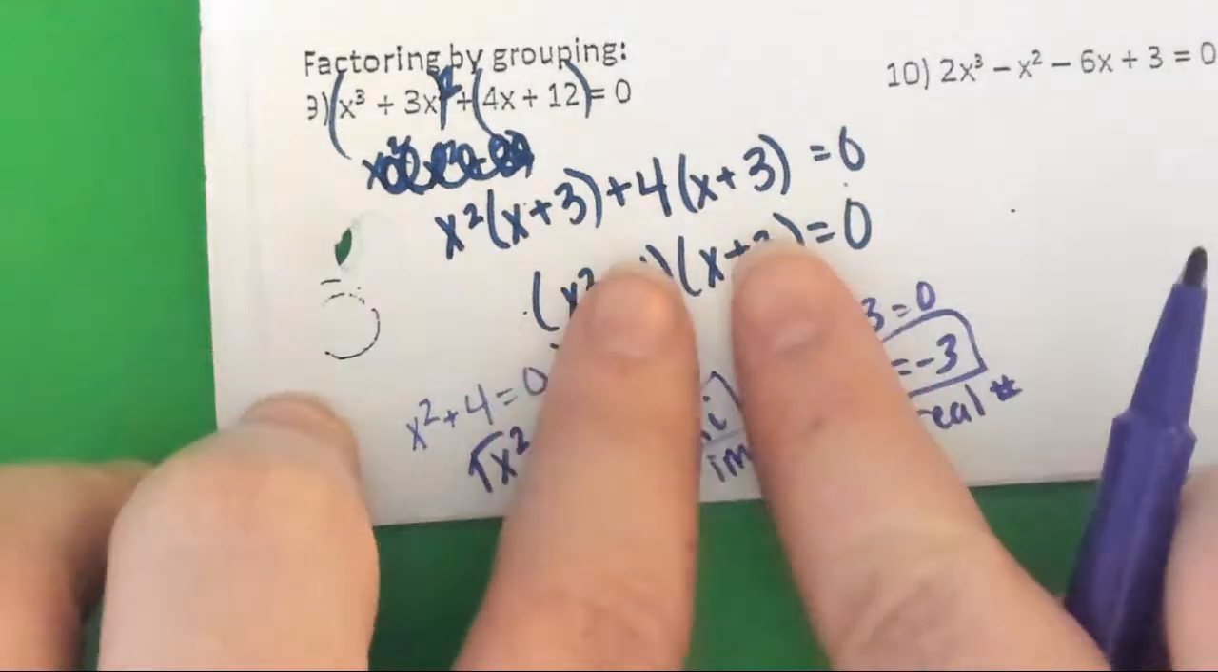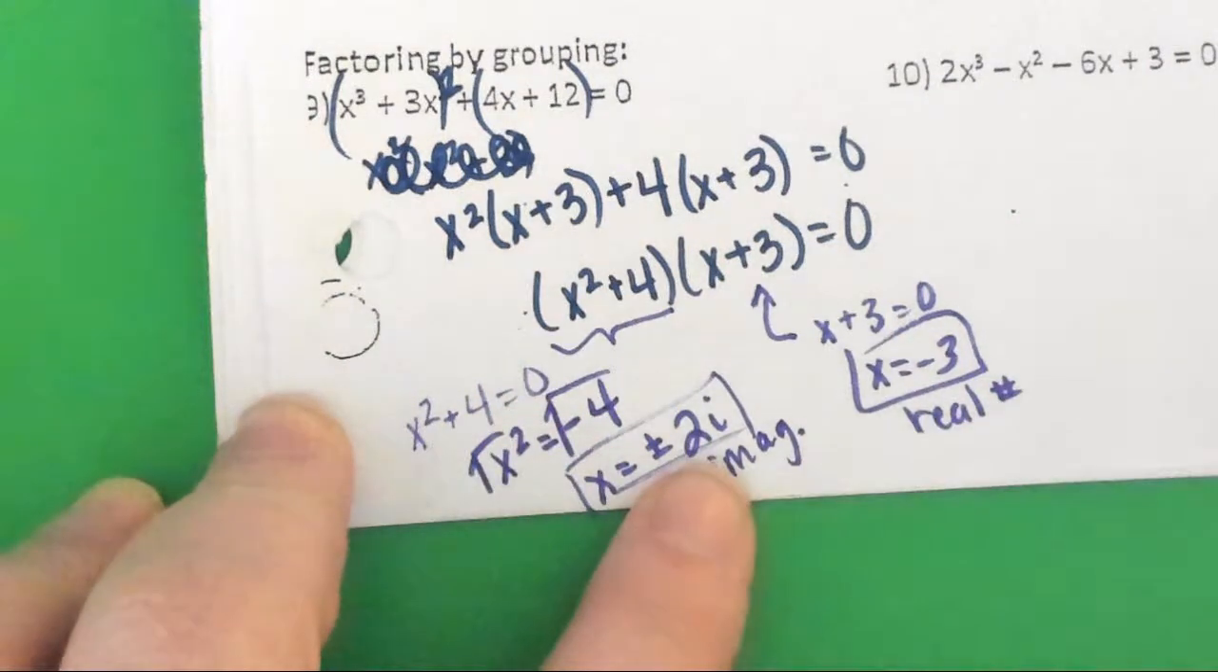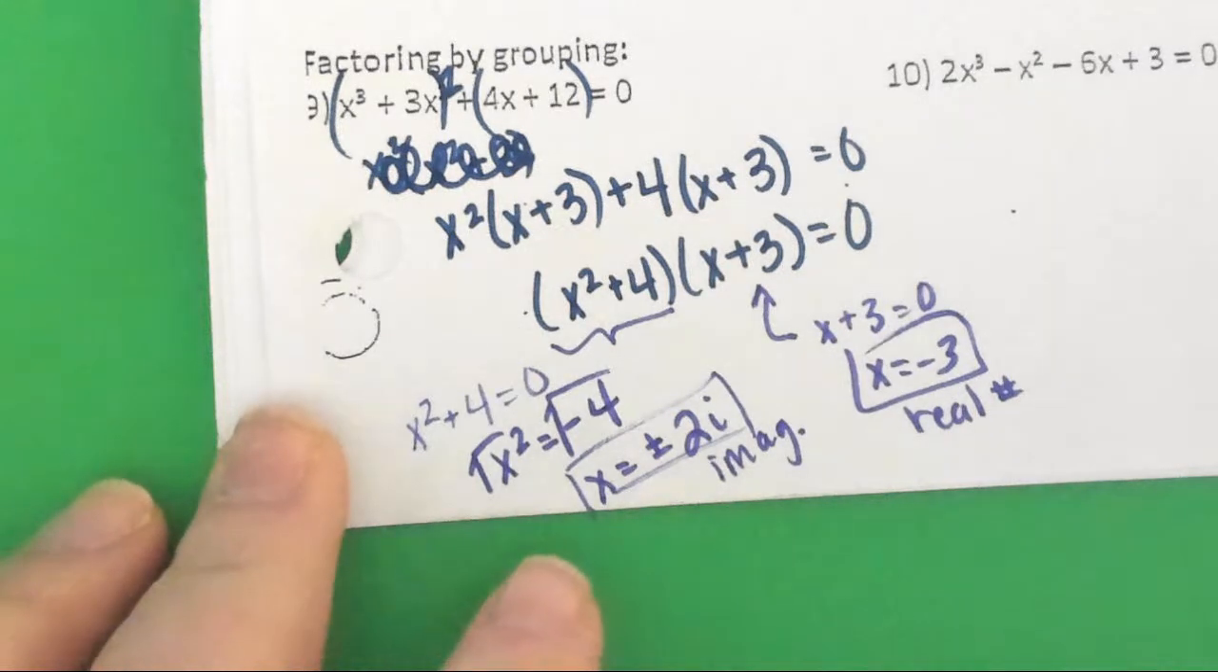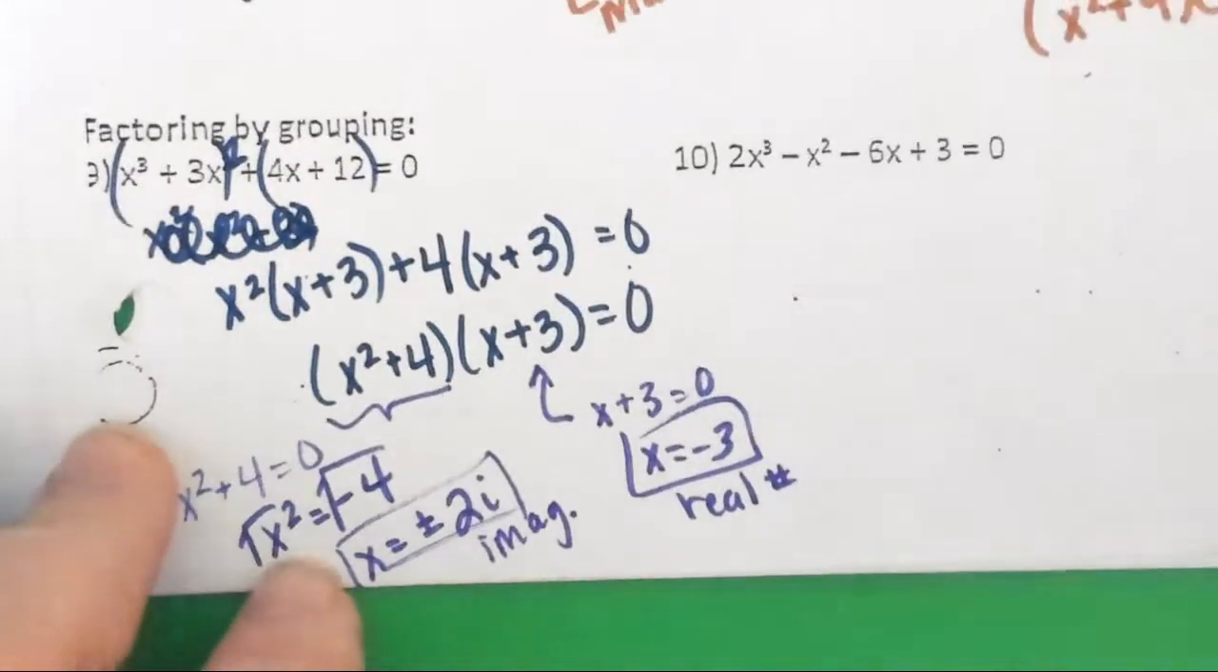So we factored, then we set each factor equal to 0, and it's okay that 2 of them were imaginary. We're okay with that. Are there any questions about number 9? Then let's handle number 10. Still grouping.